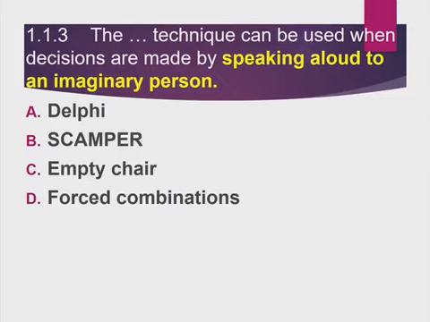1.13. Do you just want to read it for us quickly? So learners, the question is, what technique can be used when decisions are made by speaking aloud to an imaginary person? Okay, so is it A, B, C, and D? I'm sure most of them will know the answer, but it's the one with the fastest fingers. That's good. I've got the score there. Do you see the answers coming in left, right, and center?